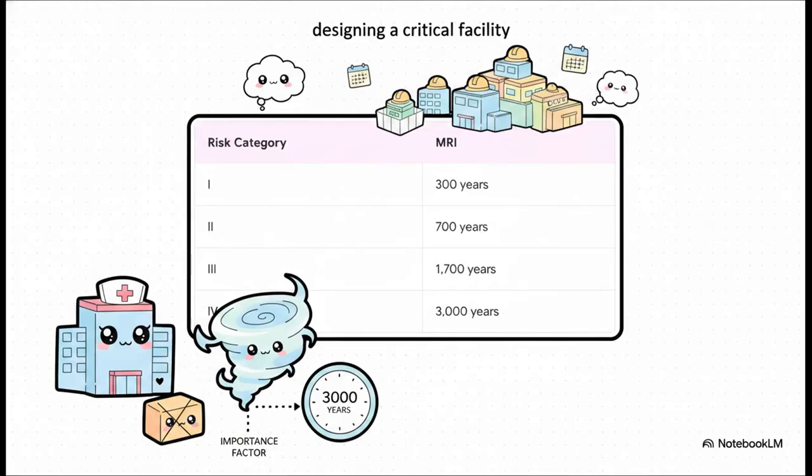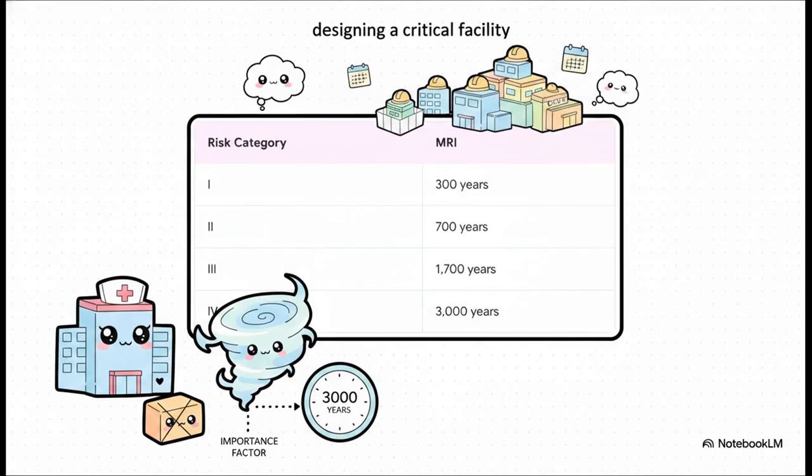To do this, the standard maps completely separate massive mean recurrence intervals directly to specific risk categories. It's a total replacement of the older, simpler concept of importance factors. You know, versions of the standard before 2010 used importance factors to artificially bump up design wind loads. But research showed that a single multiplier just didn't accurately reflect real variations in risk, especially across hurricane-prone regions.